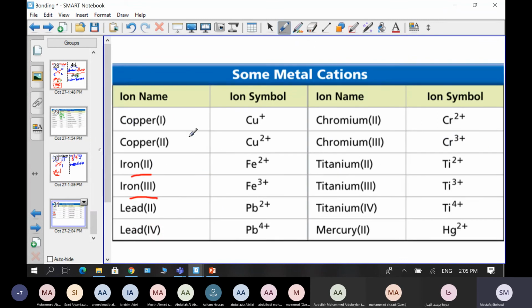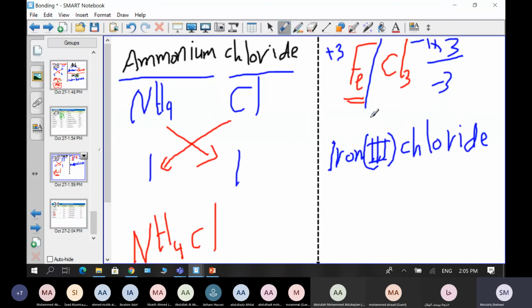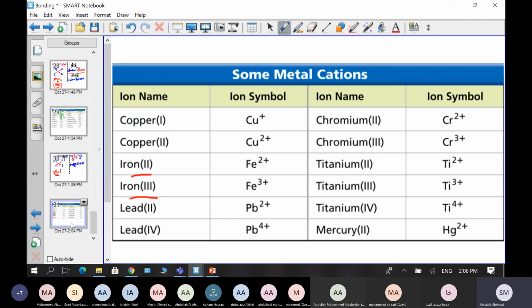So you have to save the name and how to write the cations with more than 1 oxidation number, and you have to know how to find this oxidation number, as I did here. You divide the ionic compound, find the negative part, and then find the positive part. What is the charge of the positive part? Then you type it here in the name. Okay, guys? So this is one table. You have to save it.